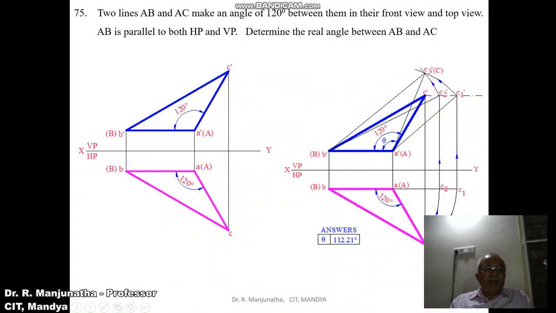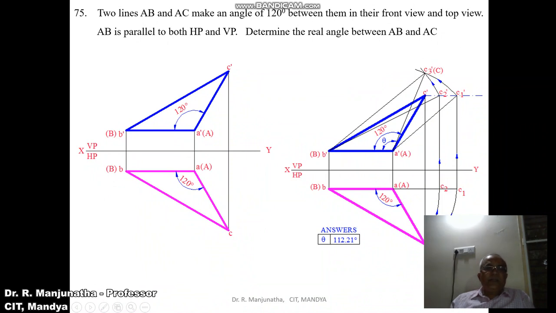Now, it is parallel to HP, so you get the true length in the top view. So you mark this as capital A and capital B here. And you know that it is parallel to VP, so it will be the true length in the front view. So you mark capital A and capital B here. Then with A dash as center, using the protractor, you measure an angle of 120 degrees with respect to the horizontal, and then draw an inclined line here.